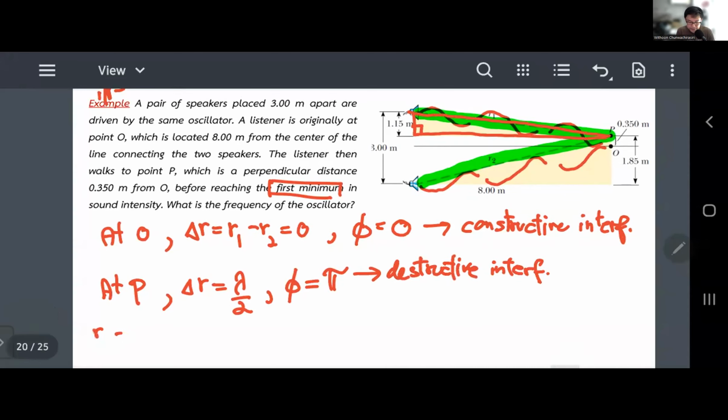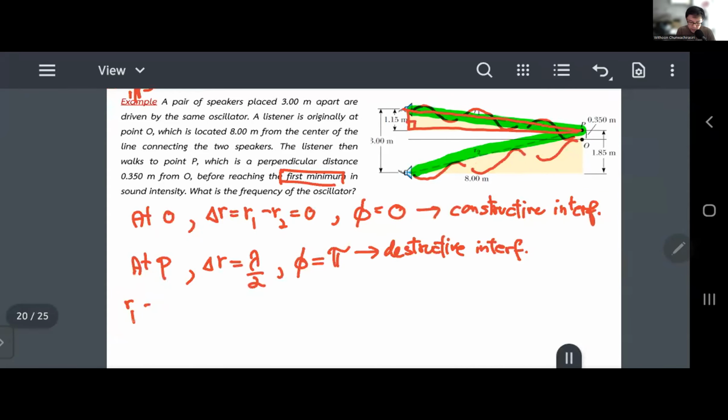R1 is equal to the square root of, look at the upper triangle over there, 1.15 squared plus 8 squared. Cool? And for R2, you take a look at the bottom triangle right there. So R2 will be just the square root of 1.85 squared plus 8 squared. Cool?